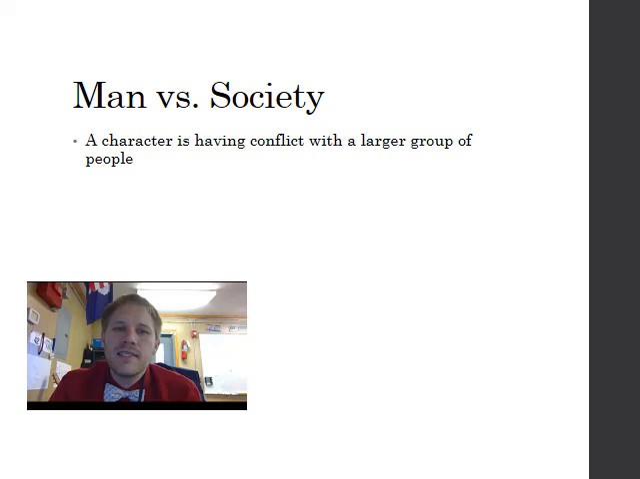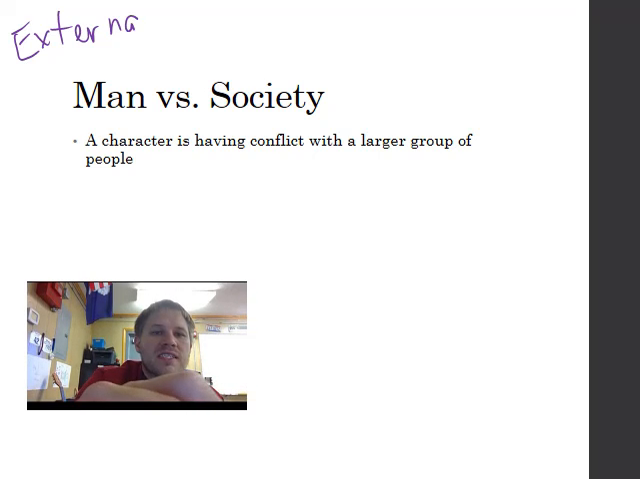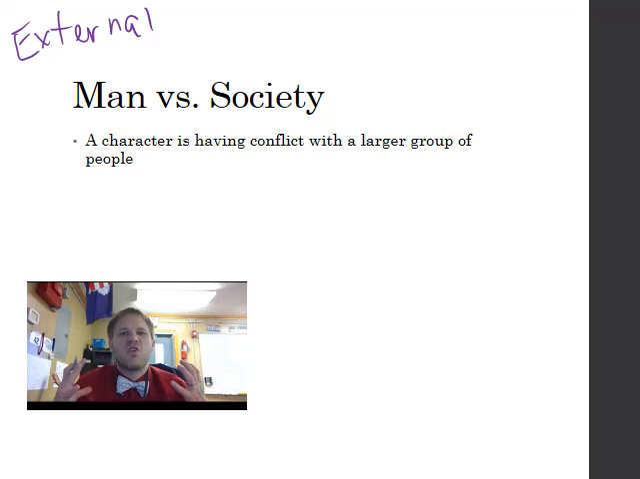Our second type is what we call man versus society. Again, I want you to remember this is an example of external conflict. So this is outside. That major character is going against somebody on the outside. In man versus society, your main character is having problems with a large group of people. So instead of one good guy against one major bad guy, you might have your one main character, the good guy, against a large group of people.